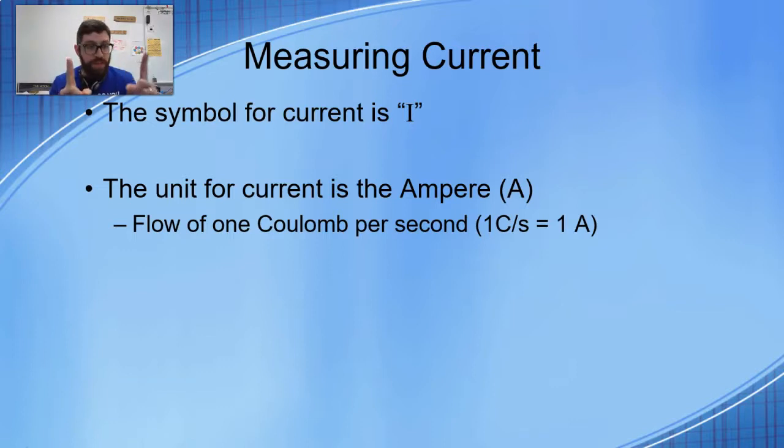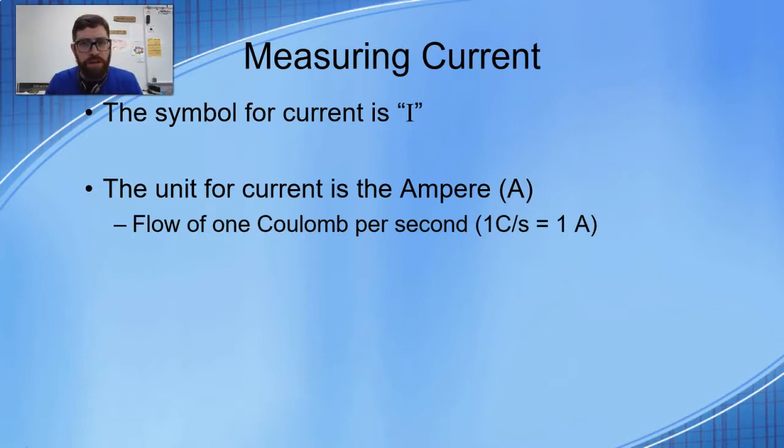So that's if we have a stretch of wire, and I mark one arbitrary place on it. If 1 coulomb of charge flows past that point in 1 second, that means the current, the amount of flow, is 1 amp.